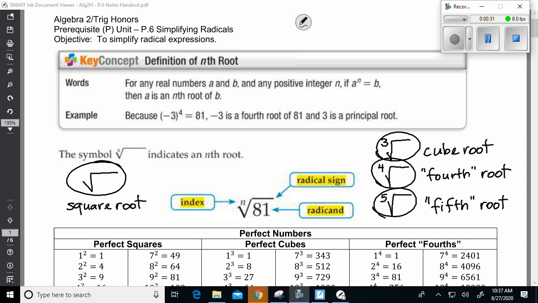A square root doesn't have a number outside of it, but it is understood to be 2. Why? It's a square root. So that number will actually be important when we start bringing variables into the mix. So these are different types of radicals. That's called the index. Index tells you what kind of radical you're dealing with. The radicand is whatever's inside.